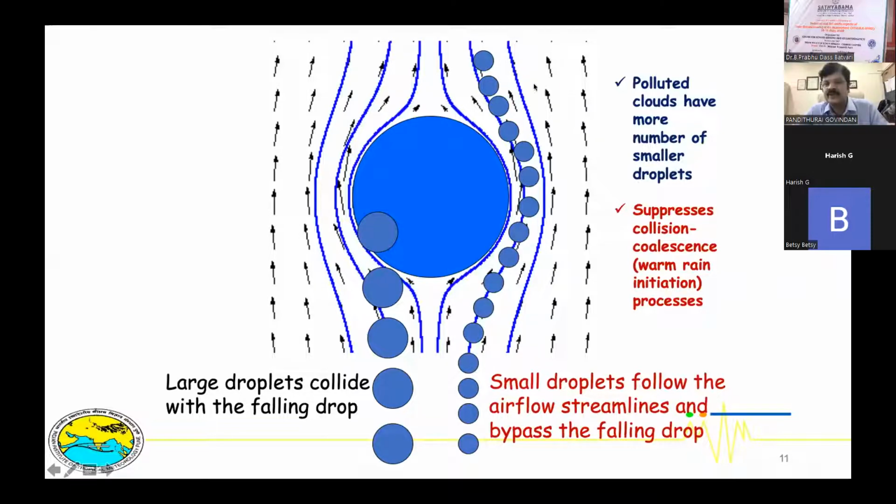The small droplets can flow through the airflow streamlines. So in turn, it doesn't collide with the other falling drop. So that's how the collision coalescence efficiency gets suppressed, and in turn the warm rain initiation gets delayed. So I'll give you some more examples in the coming slides.